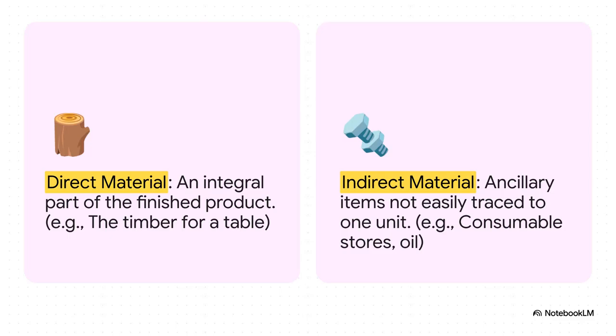And here's that twist. We have to split materials into 2 camps. On one side, you've got direct material. That's the wood for our table. It's right there, you can see it, you can touch it. But then you have indirect material. Think about stuff like glue or the oil used to keep the machines running. They're totally necessary, but how much oil did one table use? You can't really say, right? This difference is absolutely key because it helps a business figure out where every single penny is actually going.